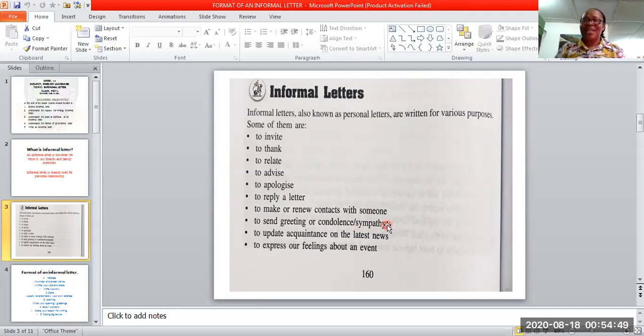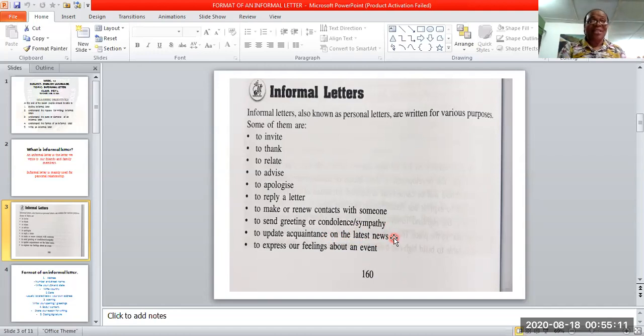You can write a letter of condolence. You can write a letter of sympathy to somebody that has broken a bone. Yes, somebody that has broken a bone, somebody that fell off the staircase and is injured. You can write a letter of sympathy.